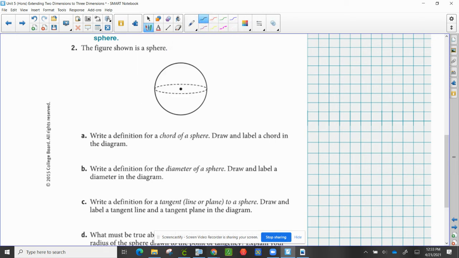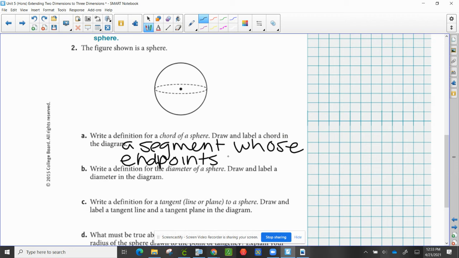If it says to write a different definition for a chord of a sphere, a chord is a segment whose endpoints lie on the sphere. So it's the same thing as when we did it with a chord of a circle. Now we just have a sphere. A chord could be like if it goes from here to there. That would be an idea of a chord.